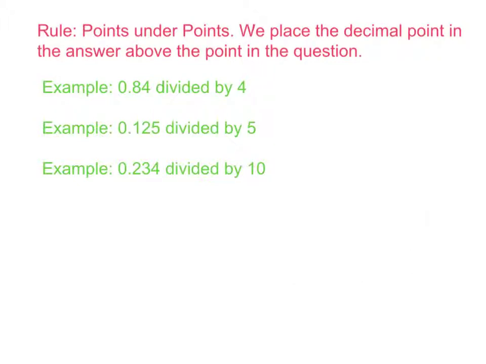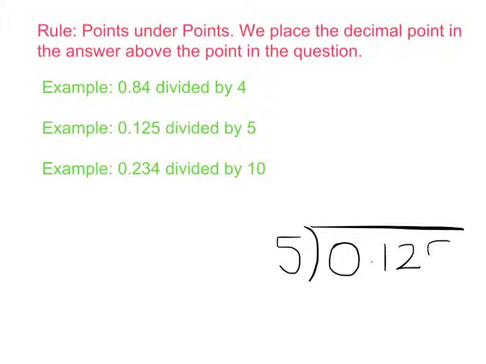So the next question says 0.125 divided by 5. Again, we start from left to right. 5 into 0, 0. Decimal points under decimal points. Now, 5 into 1. Can't do, guys. 5 does not go into 1, so we put a 0 there. And we carry the 1, and it becomes 5 into 12.